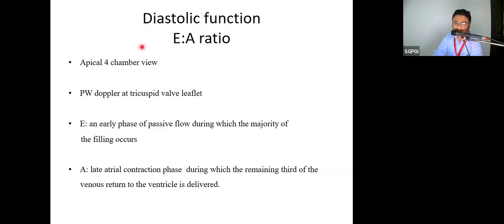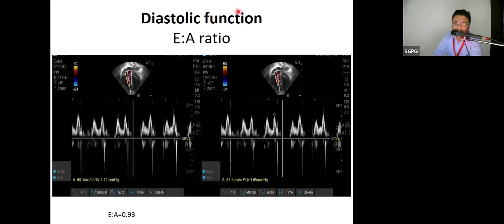Diastolic function is given by the E by A ratio, and we also have a component known as pulmonary vein Doppler. This is done in the apical 4-chamber view. So what is E here? E is the early phase of passive flow, during which the majority of the filling occurs, and A is the late atrial phase, during which the remaining third of the venous return to the ventricle is delivered. So this is the diastolic function showing the E and A ratio.